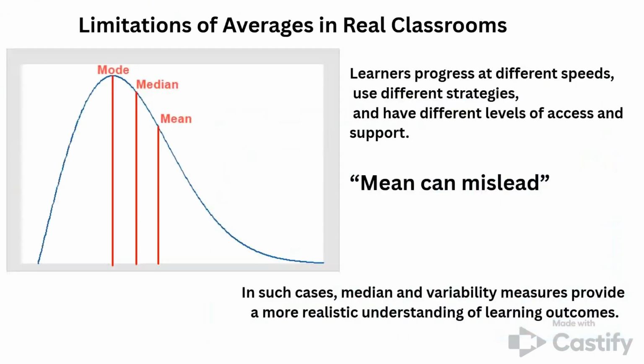In real STEM classrooms, data rarely behaves perfectly. Learners progress at different speeds, use different strategies, and have different levels of access and support. Because of this, relying only on the mean can be misleading. In such cases, median and variability measures provide a more realistic understanding of learning outcomes.